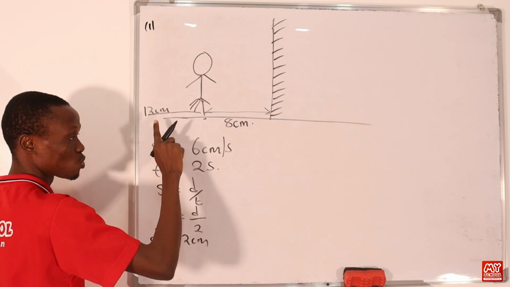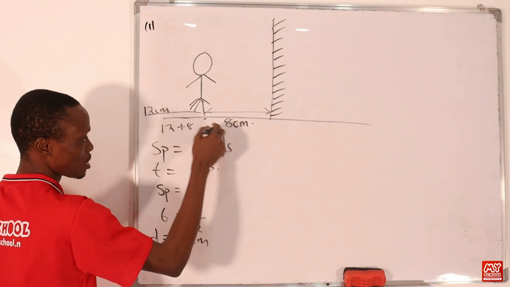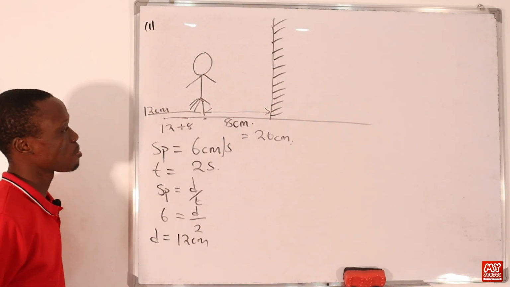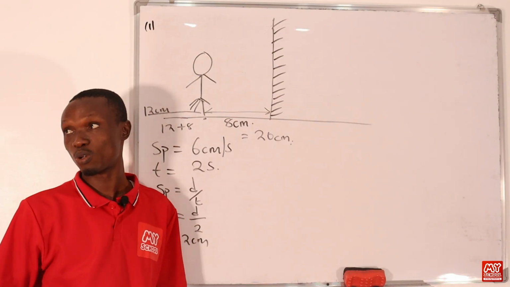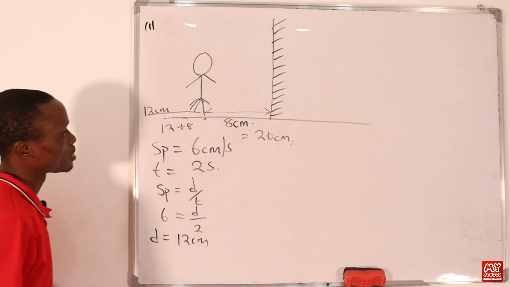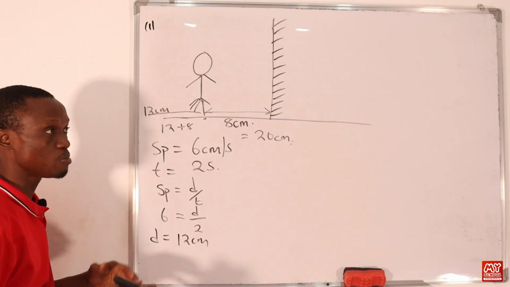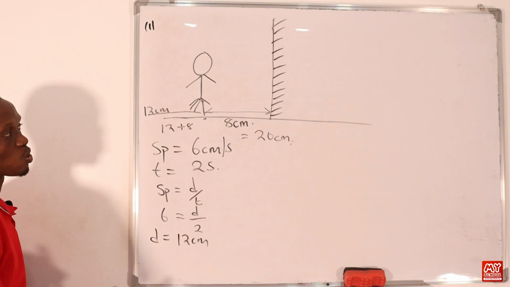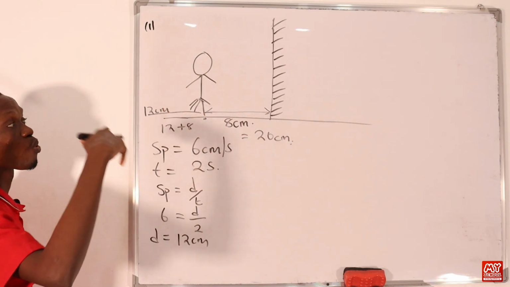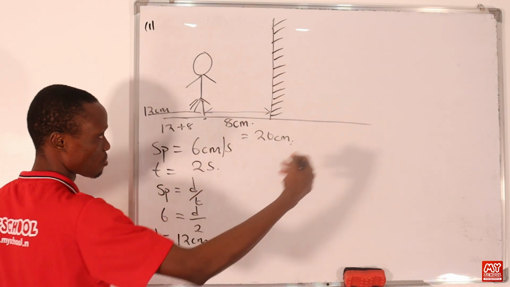Now the new distance between the object and the mirror will be 12 plus 8, and that will be equal to 20 centimeters, right? But remember that in this question, we are asked what will be the distance separating the object and the image. Now, remember when we were talking about the characteristics of images formed by a plane mirror, we said the object distance, that is, the distance separating the mirror and the object, is also equal to the distance separating the mirror and the image, right?